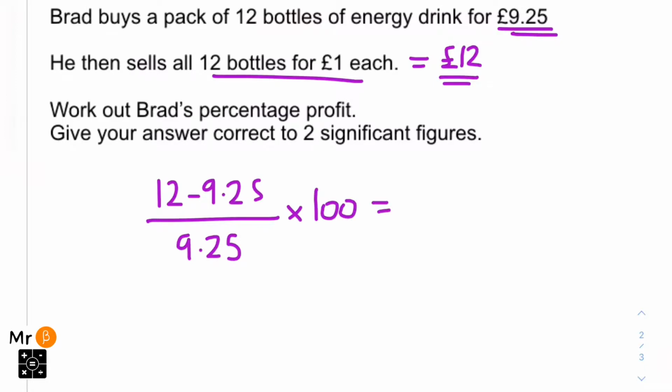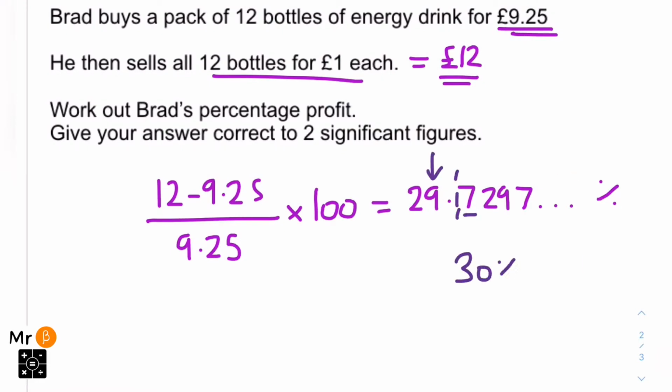If we type this in our calculator, we would get 29.7297%. It wants it to two significant figures. So here we need to round it to our second significant figure, which is 30%. Our third significant figure is bigger than 5, therefore we round it up to 30%.